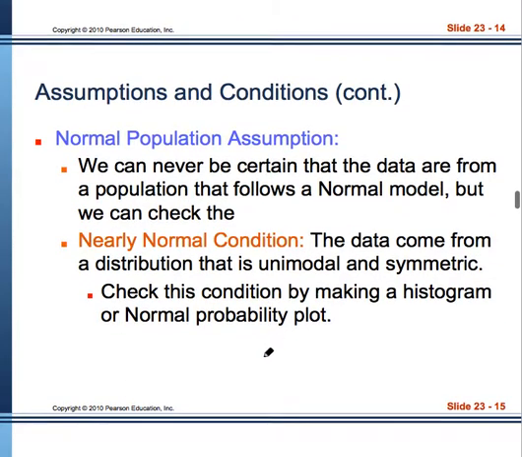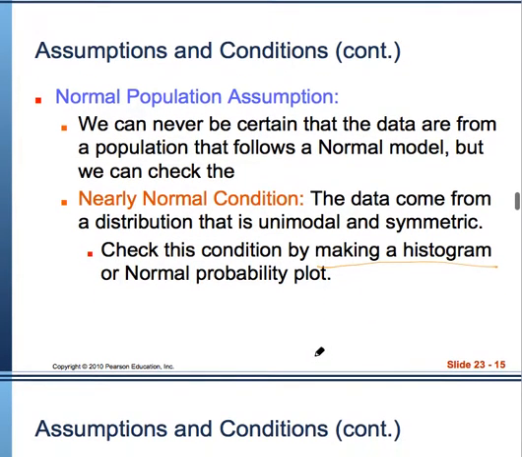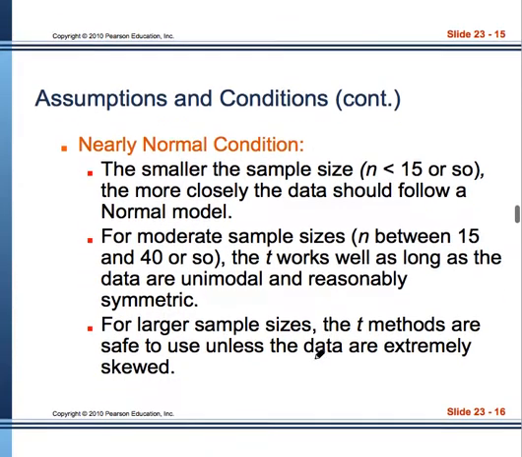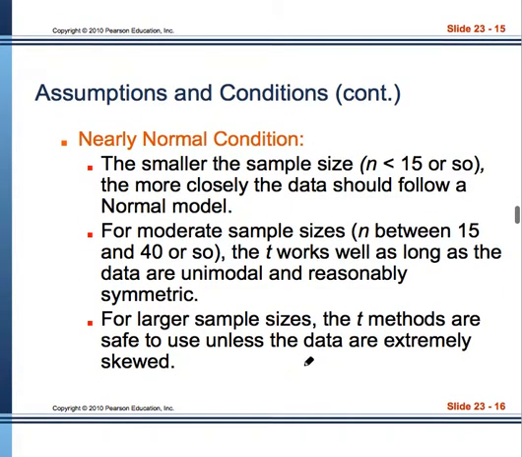Okay. Now, here's the only one that is different. We don't know if the data came from a population that follows a normal model, but we can check a nearly normal condition. And that means that you are going to be making a histogram. You can put the data in your calculator and see what the histogram is. We're not going to be doing a normal probability plot. So you'll put the data in, and we'll go over that in class, make the histogram, and show that it is unimodal and symmetric. It can be skewed a bit in one direction. That's okay. It just can't have lots of outliers.